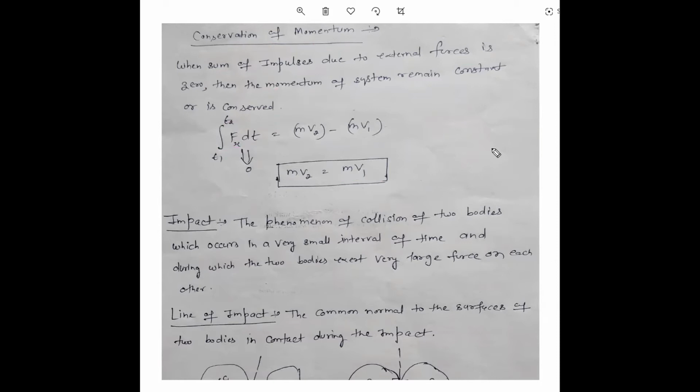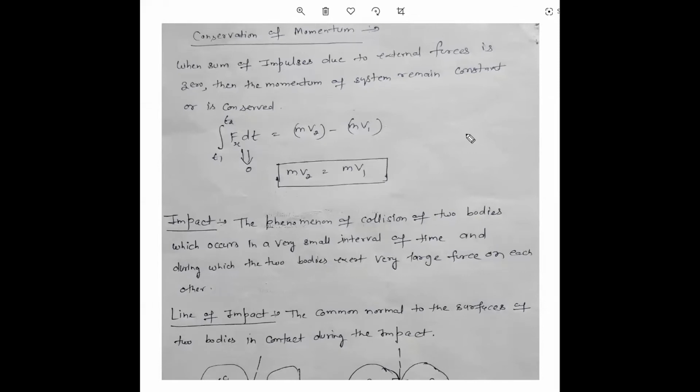ठीक है, तो कोई भी सिस्टम है, system means more than two bodies are considered simultaneously, then we call it a system. If there are no external forces acting on the system, which means the impulse of force is also zero, the momentum is conserved. Now come to the impact.